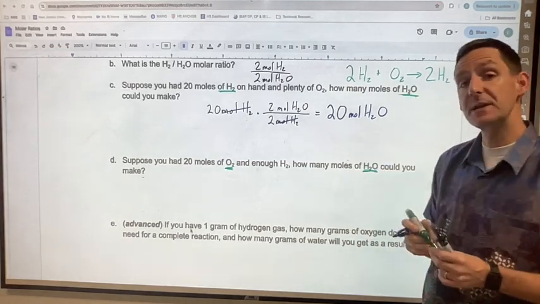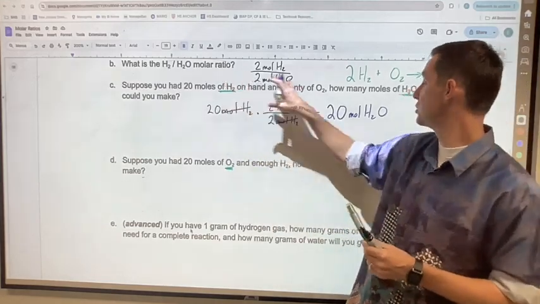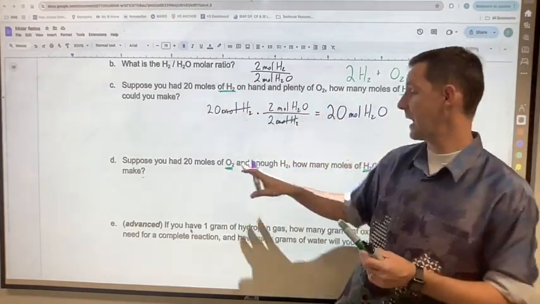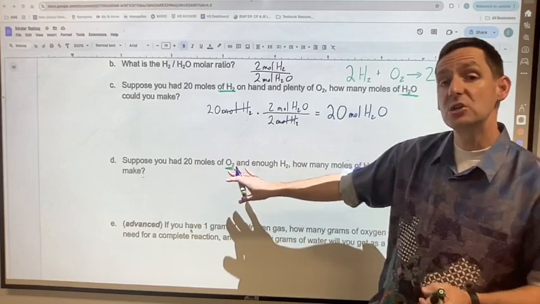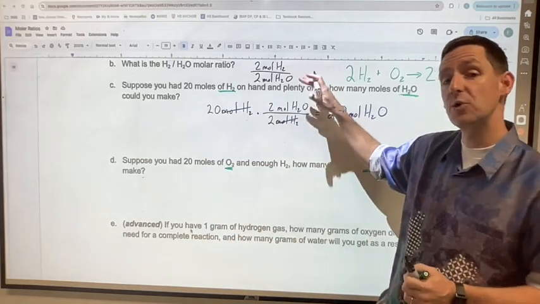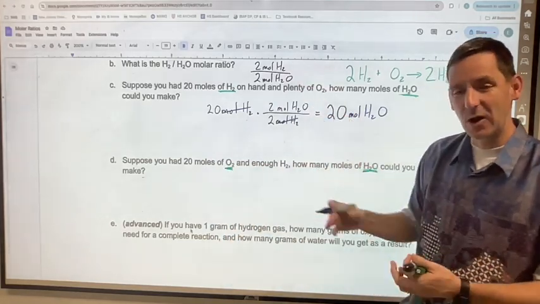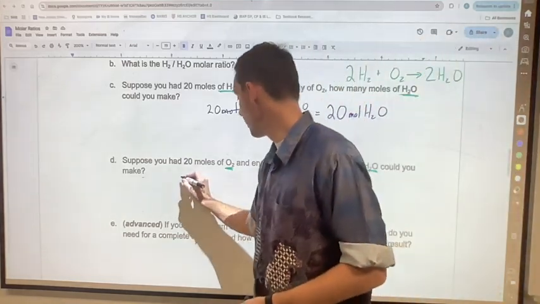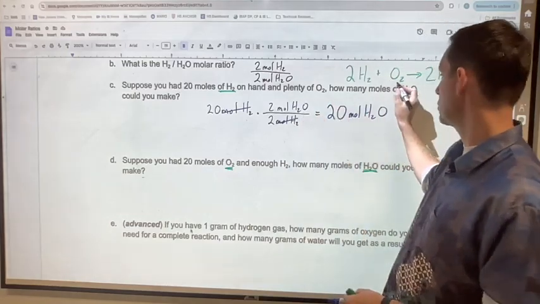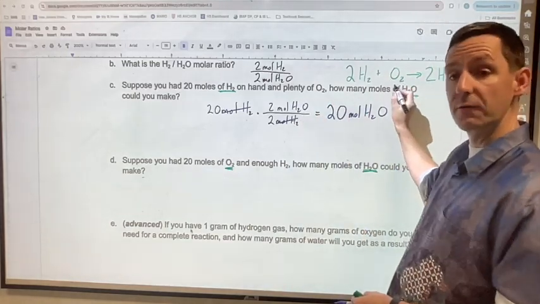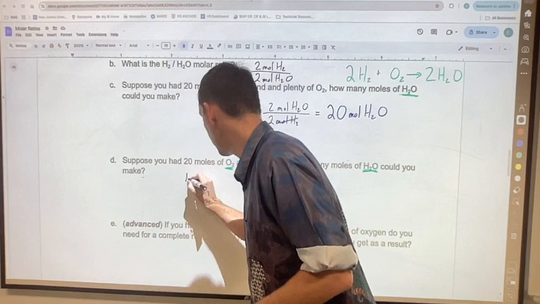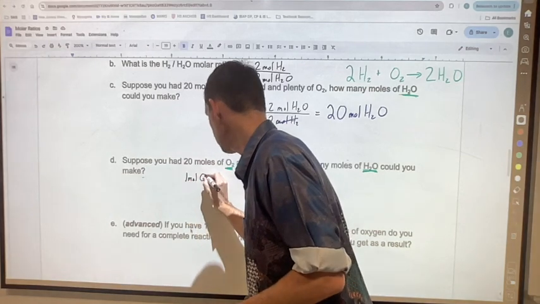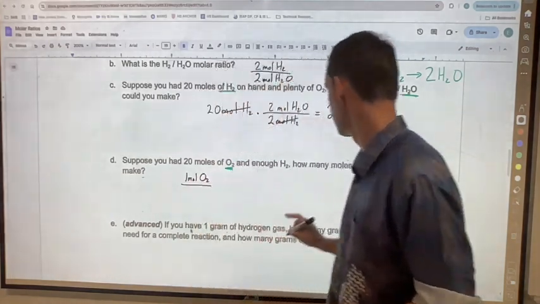Okay, so this one's a little bit different. The last one started with H2 and ended with H2O. This one is saying I have a certain amount of O2. So I'm not going to be able to use this mole ratio. I'm going to have to write a new one. All right, so we're going to go into making a new mole ratio. So I'm going to look at the O2. It looks like I only need 1 mole of O2 here. So I'm going to say 1 mole of O2.